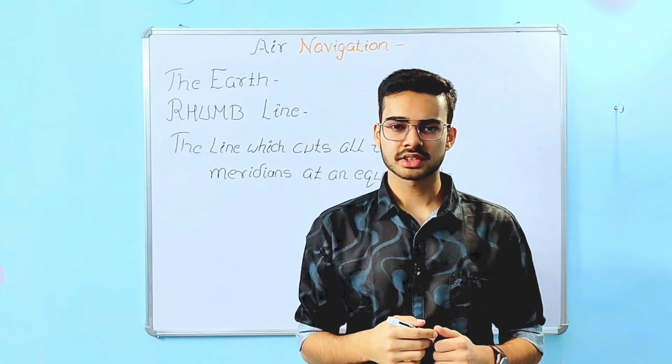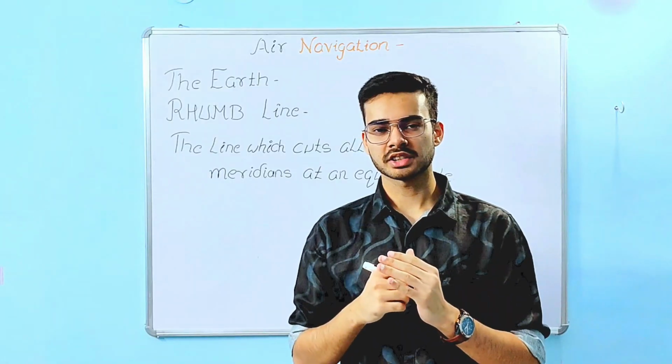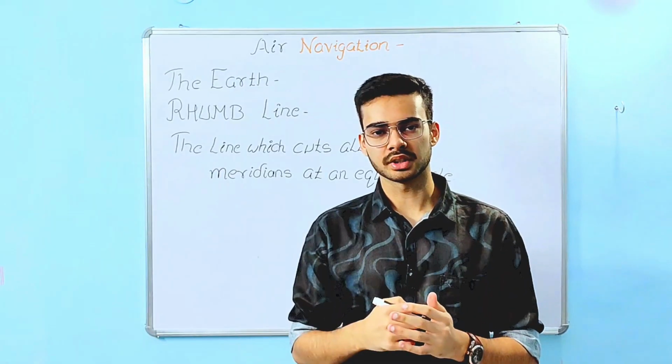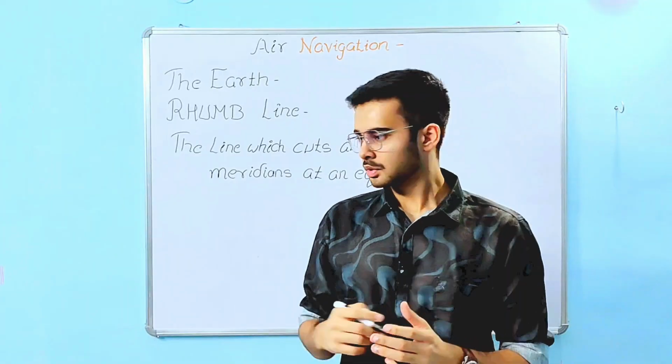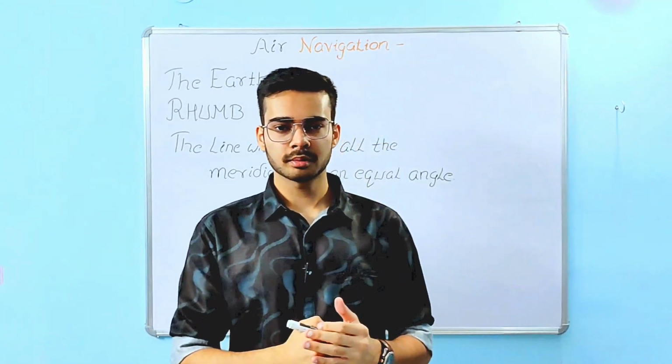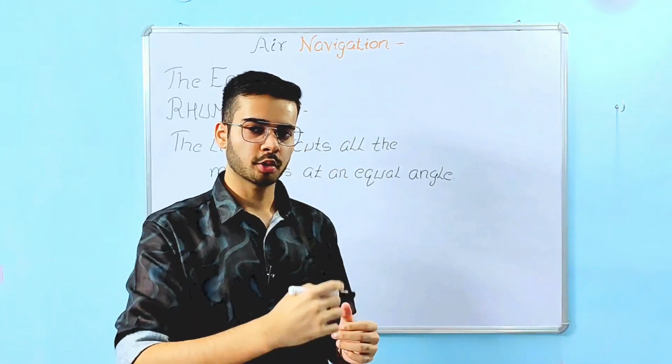The next topic, which is departure, the entire topic is based on this rhumb line only. Basically, mostly 090 and 270. So now let's write down the properties of rhumb line and then we'll understand those properties.